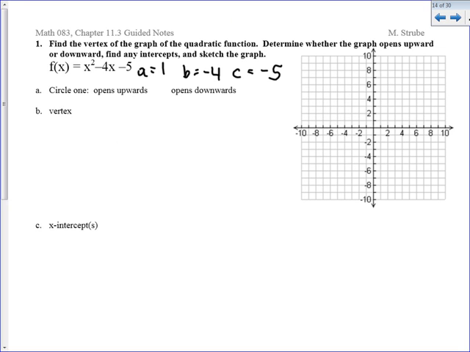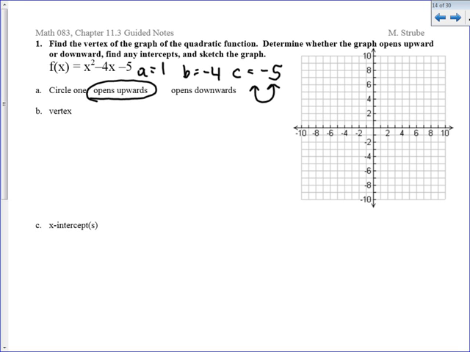So first thing, you get a point for this. Does this open upward or downward? Upward. Why does it open upward? How do we know it opens upward? a is positive. Just look at the sign of a. Sign of a is positive, it opens upward. So we already have an idea of what our graph should look like. A parabola that opens upward. So when we find all our points, we should be able to sketch that shape through them. If they go all over the place, something's wrong with them.